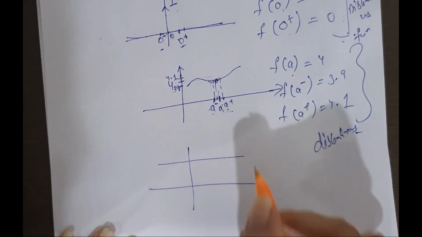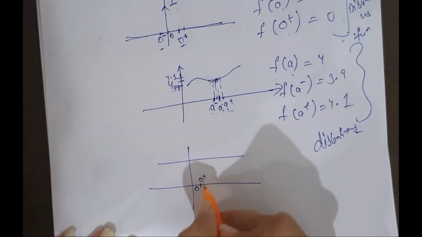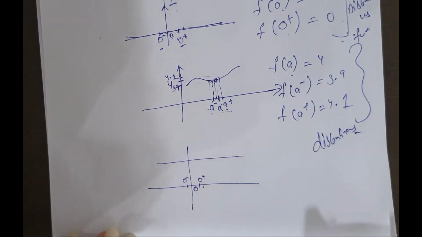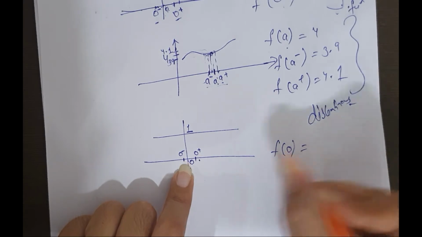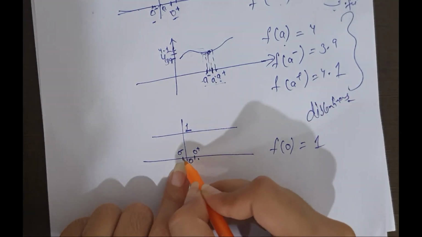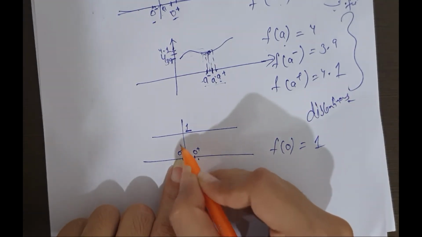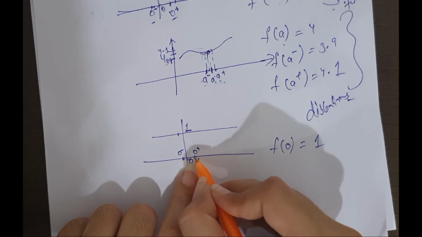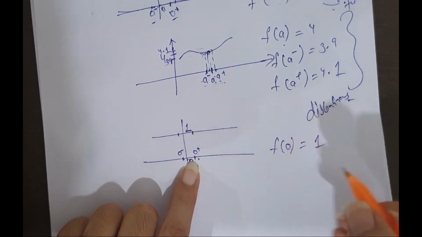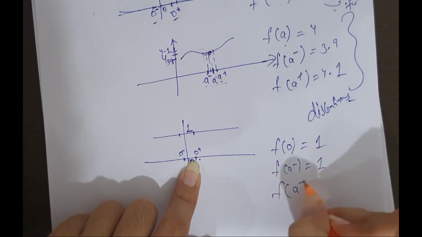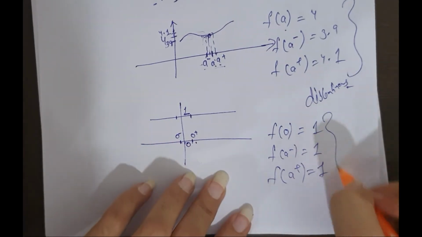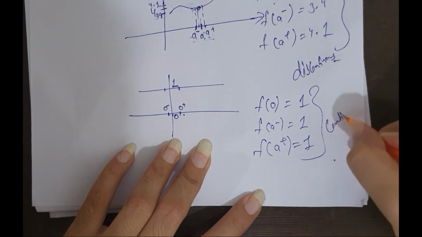If the function is like this, as you can see, say this is 1 at 0. Just before 0, that is 0 minus, this is 1. Just after 0, that is 0 plus, this is also 1. So at 0 minus, this is 1, at 0 plus, this is 1. So this is called a continuous function.